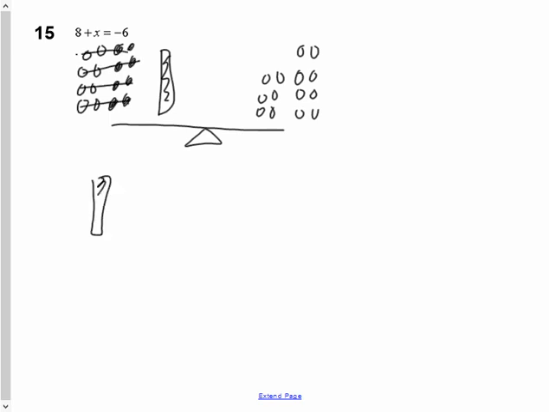Therefore, x is isolated, and I am too lazy to do this again. That's going to be just this. Save you some time. And this says x is equal to negative 14.